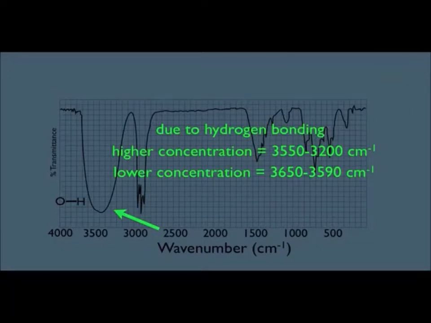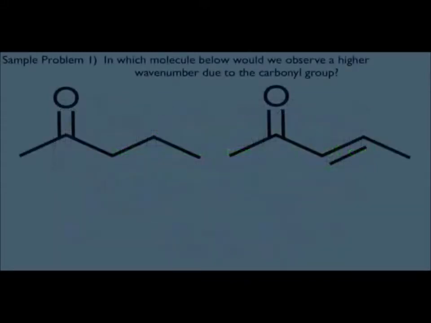Now, let's take what we've learned here so far and apply it to some problems. Here's sample problem 1. It says, in which molecule below would we observe a higher wave number due to the carbonyl group? So we're focusing on the C double bonded to the oxygen. But notice the difference here in these two molecules. This one on the right happens to have a double bond right here, which means that this molecule on the right has some resonance. Let's look at that resonance.